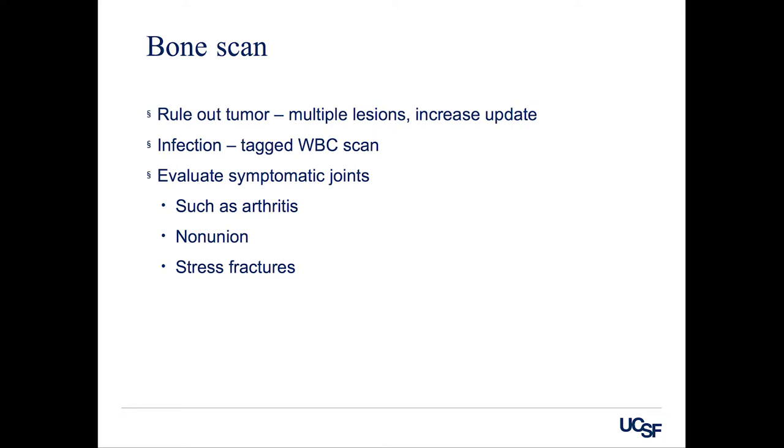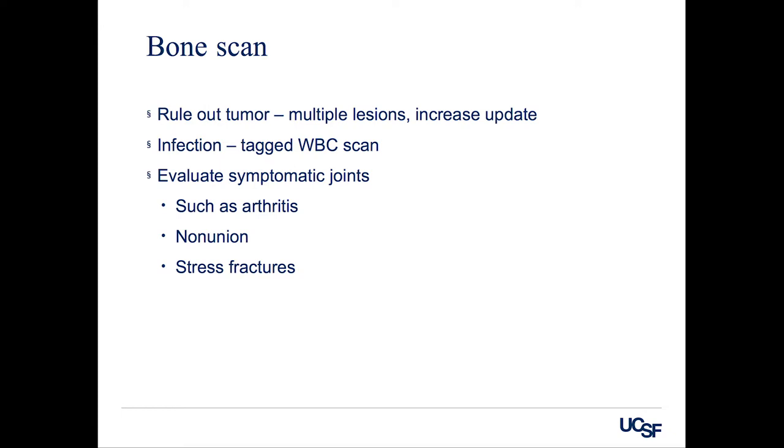Now, other people have used it in joints as well. If a joint has arthritis, there is a little bit more metabolic reaction and a little bit more turnover. So these tagged scans and PET scans can show some early arthritis. And we're actually using them in some research that we're currently doing to see how arthritis changes the metabolic rate of the joints.